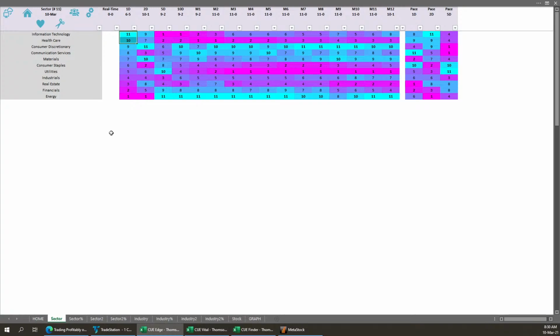Which two sectors were strongest yesterday? Infotech and healthcare. And they were very weak just a while ago. So yesterday this could be taken as turnaround candidates.